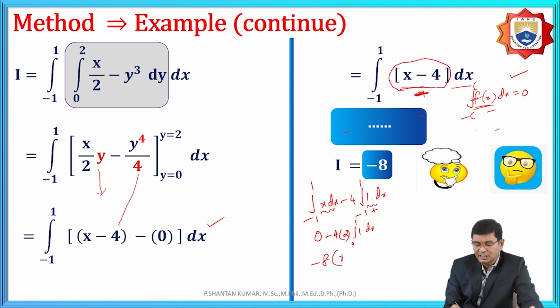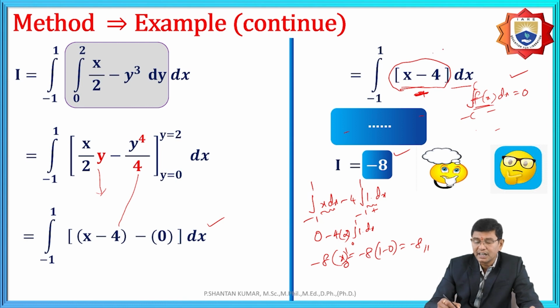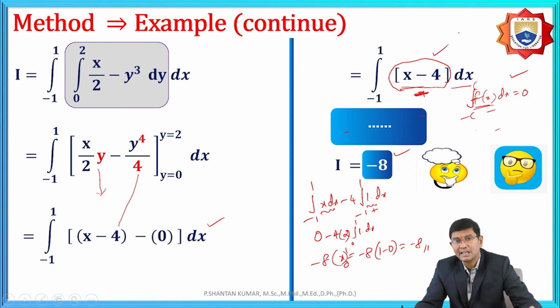The limits are x equal to 0 to 1. Therefore minus 8 into 1 minus 0 is equal to minus 8. Therefore, it is a clear solution. Here we just misunderstood the integration from minus 1 to 1 of x minus 4 dx. We need to split it into two parts.